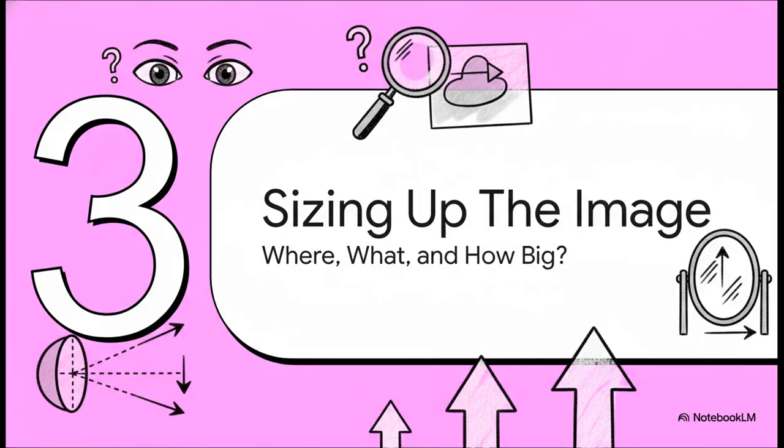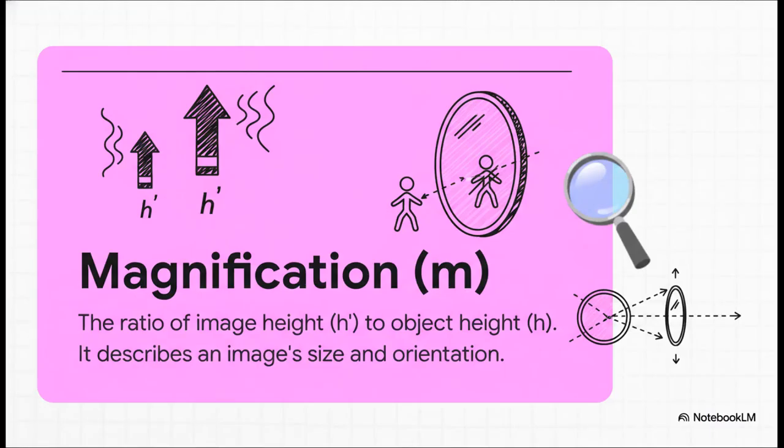Okay, so knowing where an image is going to pop up is great, but that's really only half the story, isn't it? The next big question is, what's that image going to look like? Is it going to be bigger, smaller, right side up, or upside down? To answer all of those questions, we use one simple concept, magnification. We just call it M. It's basically just a ratio, the height of the image divided by the height of the original object.